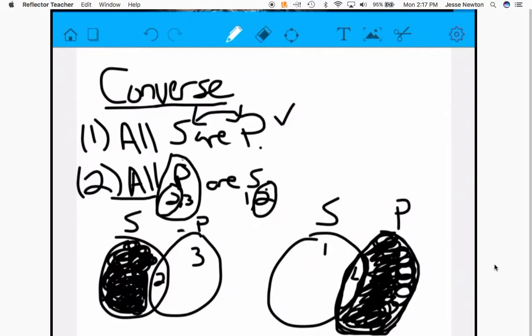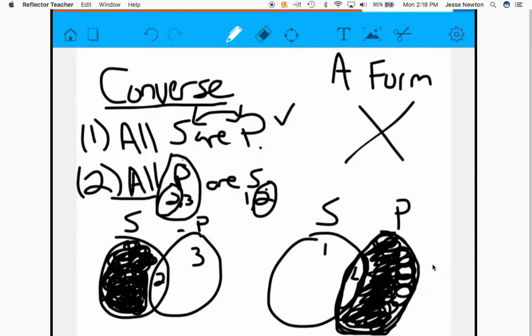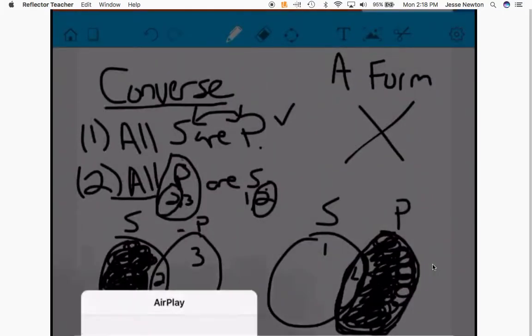And so we ask, is the converse of an A form proposition logically equivalent? And the answer to that is no. A converse of an A form proposition is not logically equivalent.